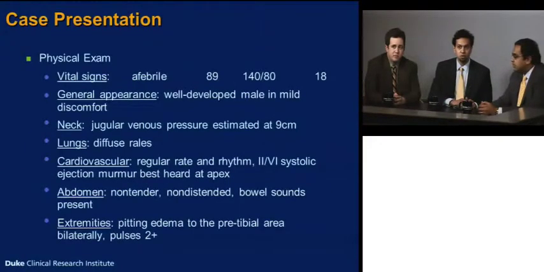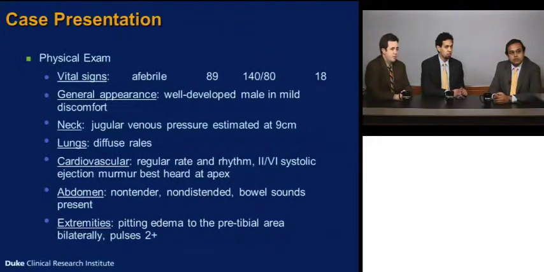His physical exam was largely remarkable for the fact that he appeared volume overloaded and that he was in heart failure. His heart rate was 89, his blood pressure was 140/80, but he appeared to be in mild discomfort, mostly because of shortness of breath as well as some chest pain. He did have some jugular venous distension. There were scattered rales throughout on his lung exam. His cardiovascular exam was notable for a regular rate and rhythm, as well as a mitral regurgitation murmur, which was appreciated. And his extremities did reveal pitting edema to the pretibial area bilaterally.